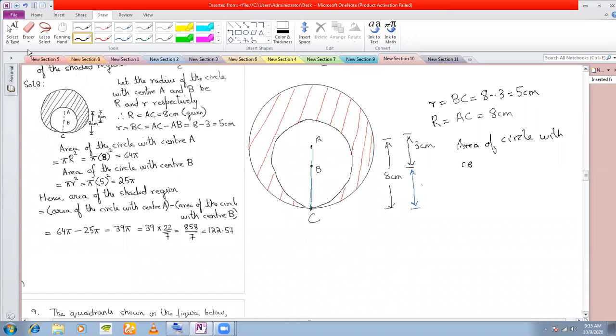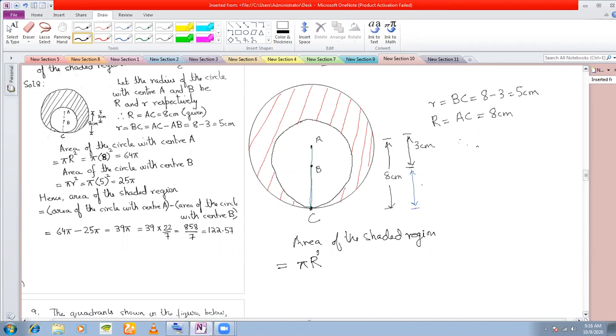Let me do it together. Area of the shaded region is equal to the area of the larger circle, right? Pi capital R square minus the area of the smaller circle.